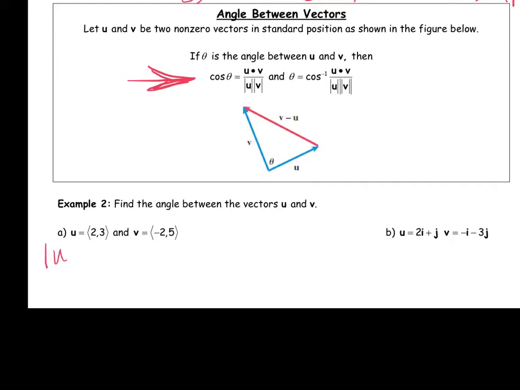The magnitude of u is the square root of 2 squared plus 3 squared. That's the square root of 4 plus 9. Oh my god, it's the square root of 13. What is it with the square root of 13? Okay, anyway, that's the magnitude of u. Now I'm going to find the magnitude of v.